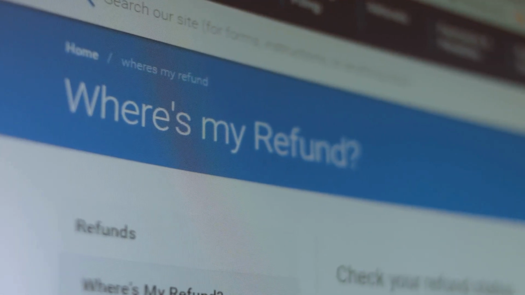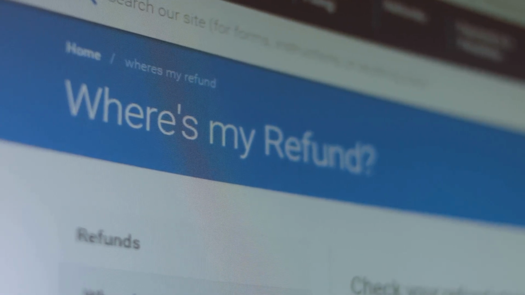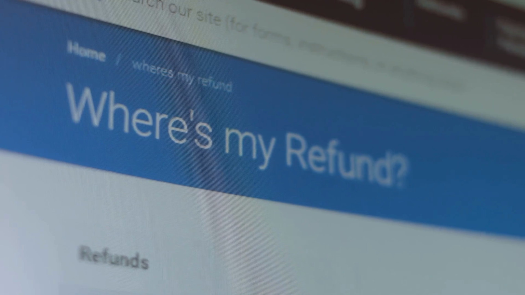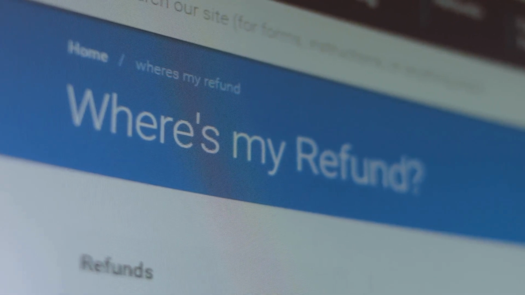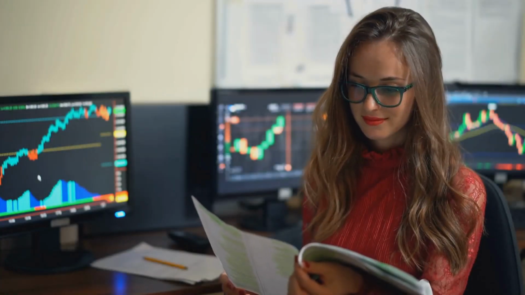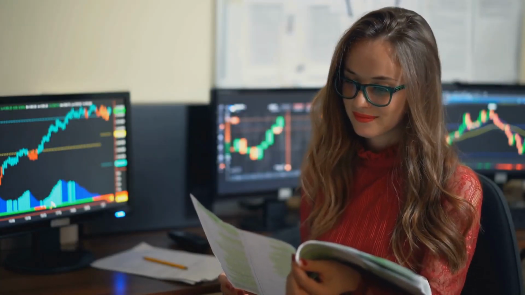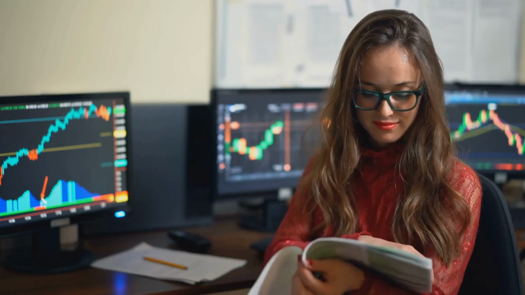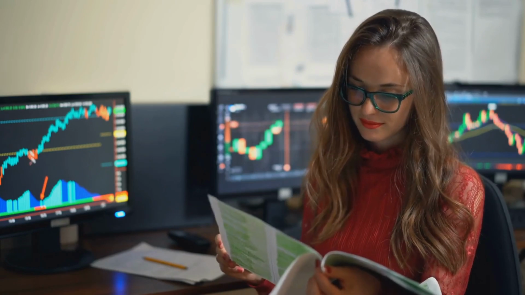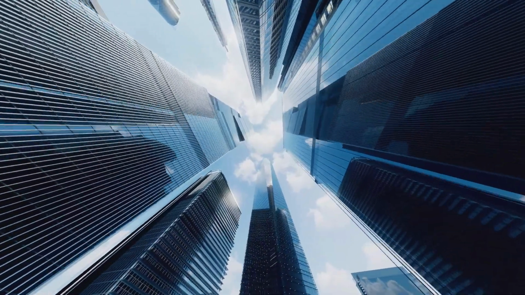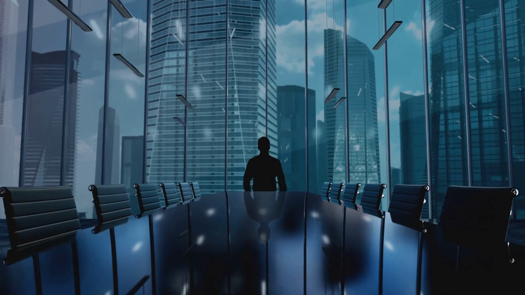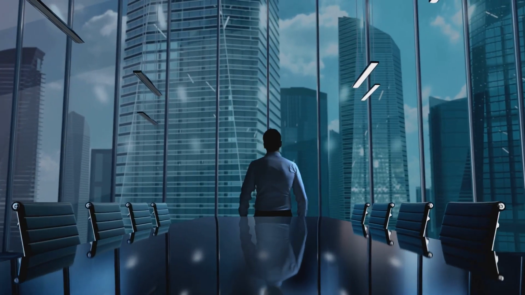One invaluable resource is the South African Revenue Service (SARS) website, which provides a comprehensive repository of tax laws, regulations, guides, and forms. Advisors can access the latest tax tables, find answers to frequently asked questions, and stay informed about any changes or updates to tax legislation.